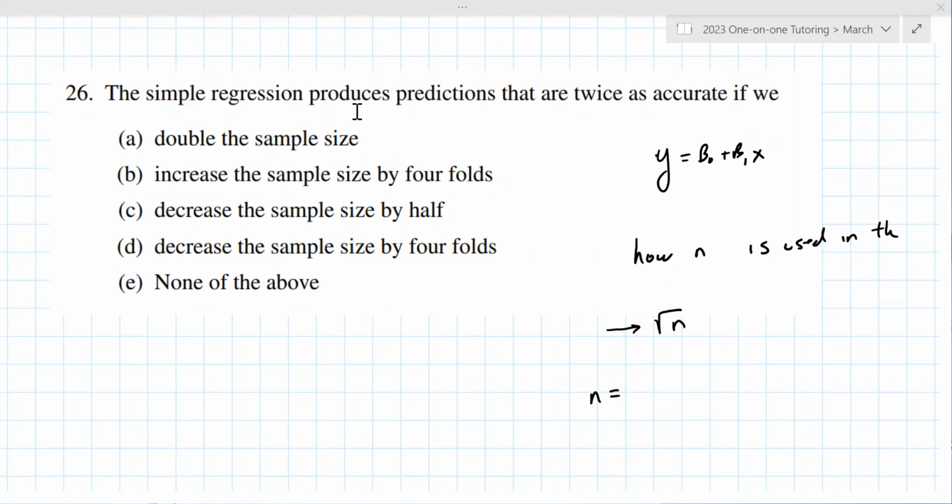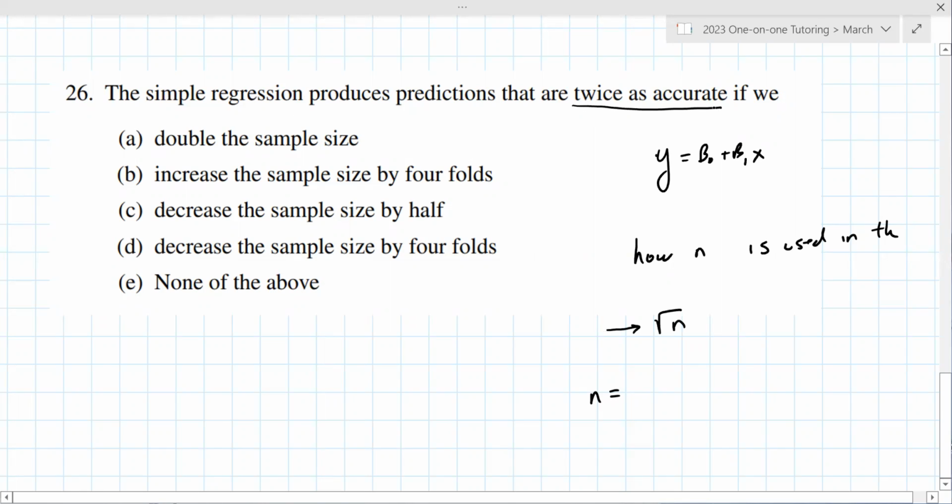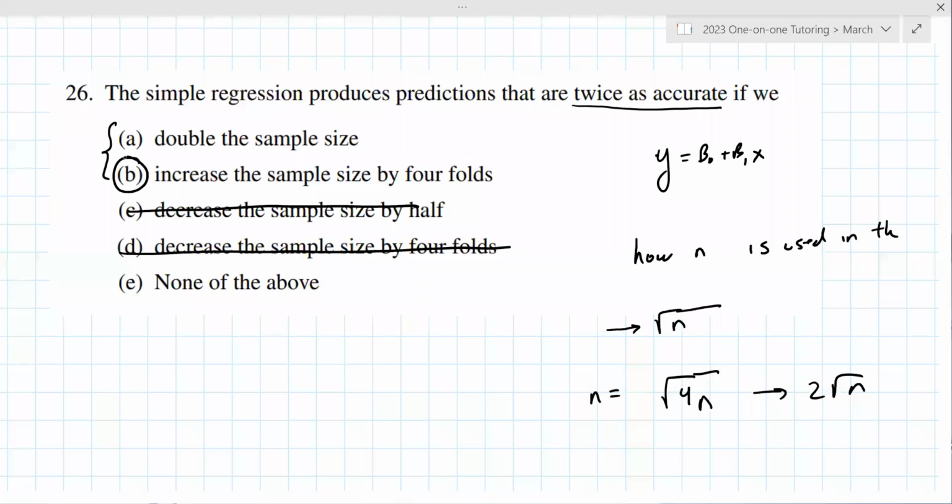So we'll just use a little bit of elimination here too. To become more accurate, we know that we're going to have to increase the sample size. So that's either A or B, and the question is whether simply doubling it works. But if you increase the sample size by fourfold, the square root of 4 doubles it. Like whatever n is, if you multiply it by 4, that's going to be 2 square root n still. So that's another test. That would be B then.